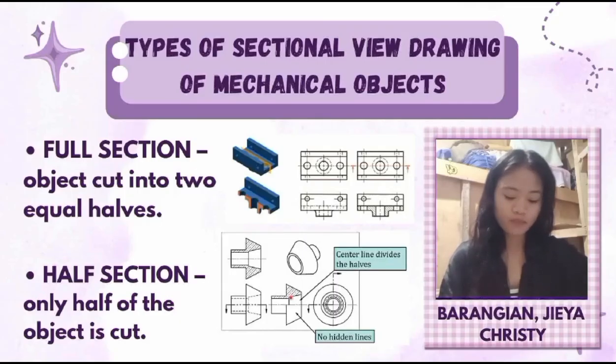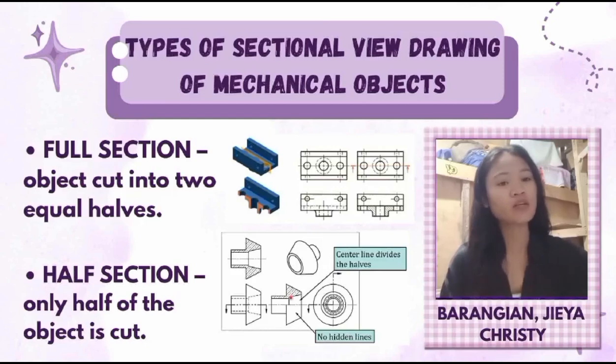Next is the half section. In a half section, only half of the object is cut. In a full section the object is cut in half and becomes 2 equal parts, while the half section is cut only partway, not a full cut. That is the half section.